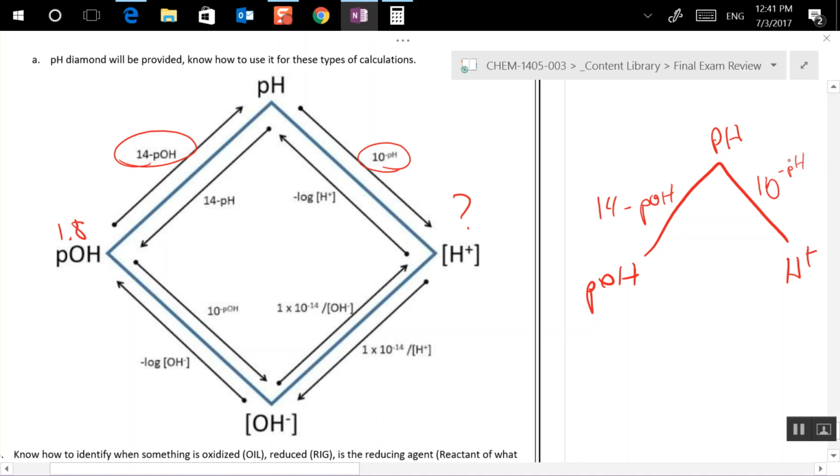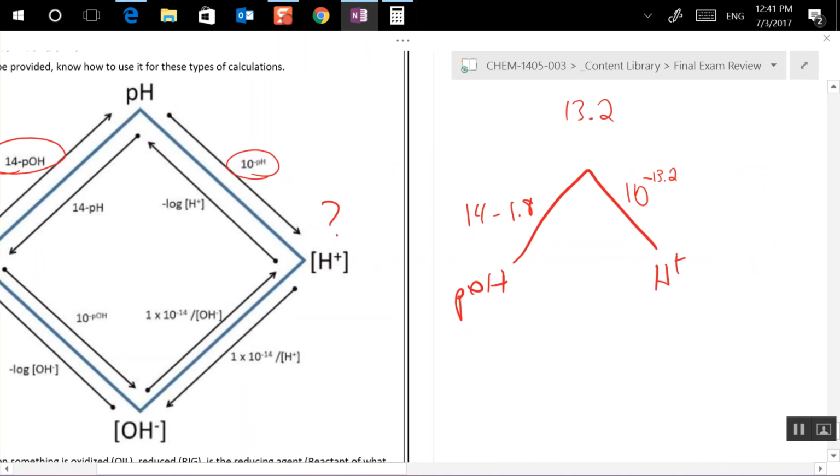Okay? So, if I have a 1.8 pOH, what's my pH? 13.2. Okay, so 14 minus 1.8 is going to give me 13.2. And then I'm going to take 10 to the negative 13.2, and that's going to tell me the H+ ion concentration.